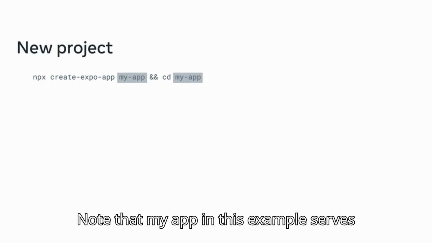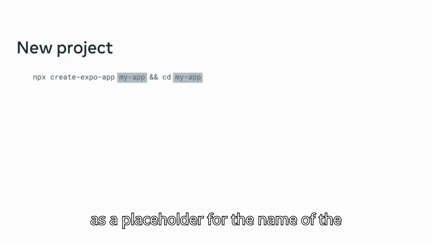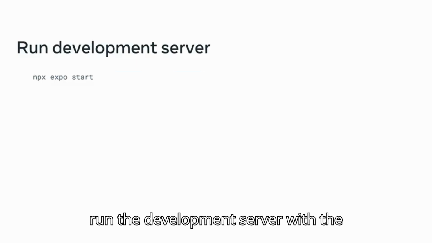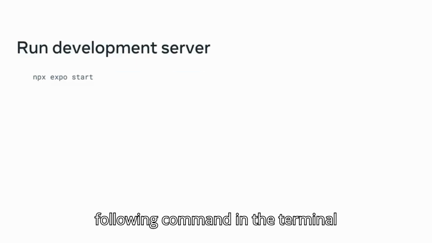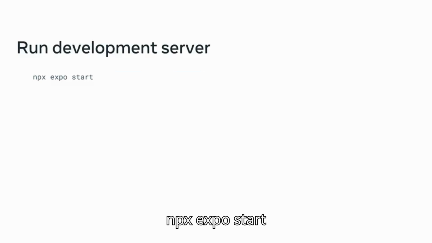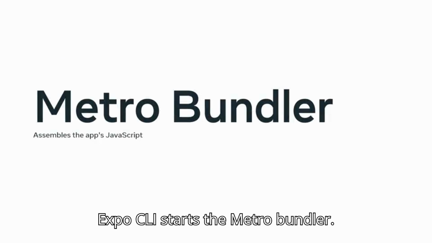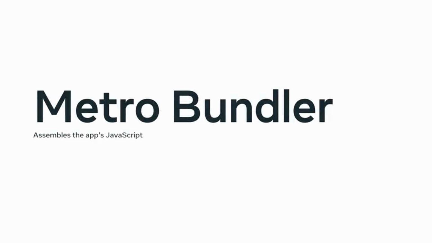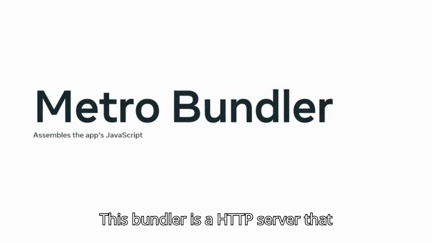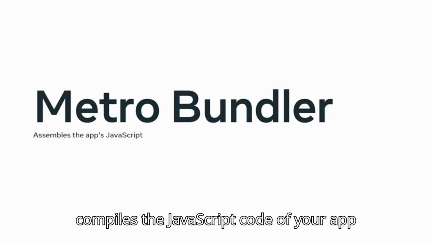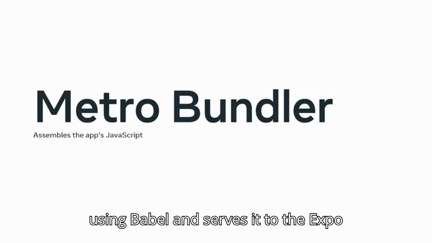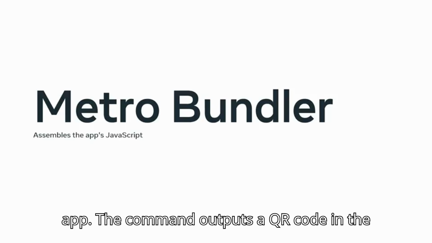Note that my-app in this example serves as a placeholder for the name of the application. The next step is to run the development server with the following command in the terminal: npx expo start. When you run npx expo start, Expo CLI starts the Metro bundler. This bundler is an HTTP server that compiles the JavaScript code of your app using Babel and serves it to the Expo app. The command outputs a QR code in the terminal.